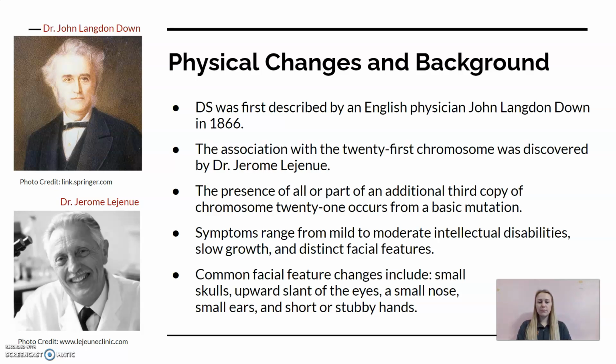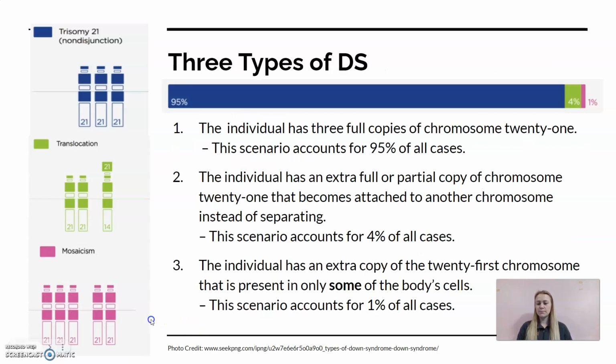These symptoms range from mild to moderate intellectual disabilities, slow growth, and distinct facial features. The number of symptoms each individual faces varies, and each individual may not have all these symptoms listed. Common facial feature changes that an individual may have include a small skull, upward slant of the eyes, small nose, small ears, and short or stubby hands.